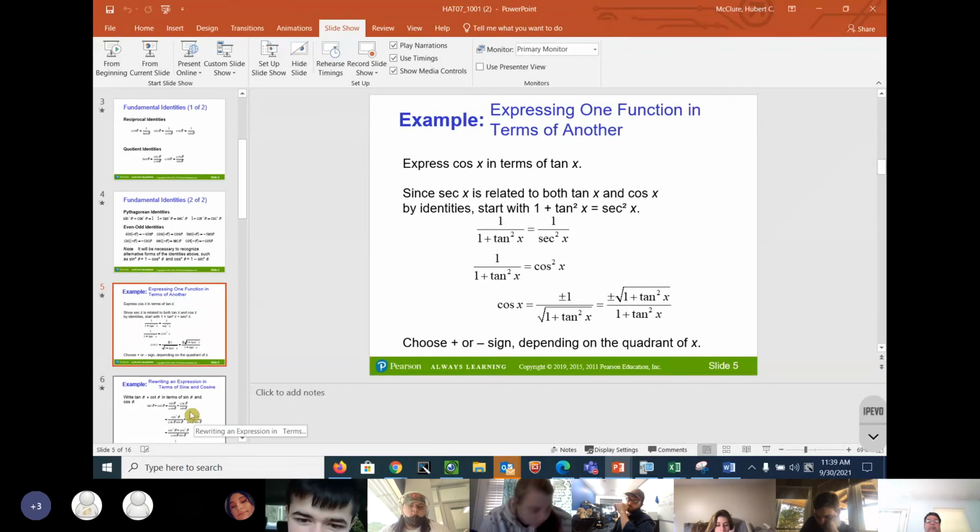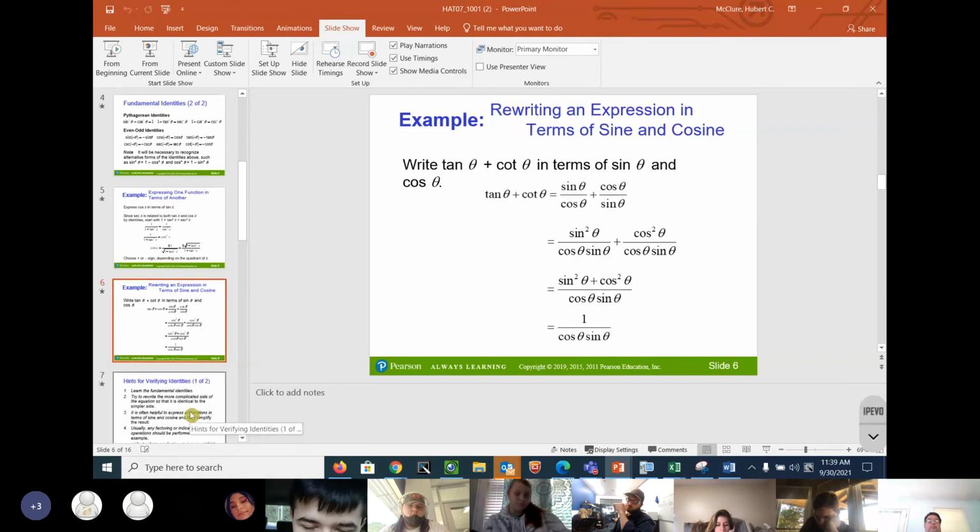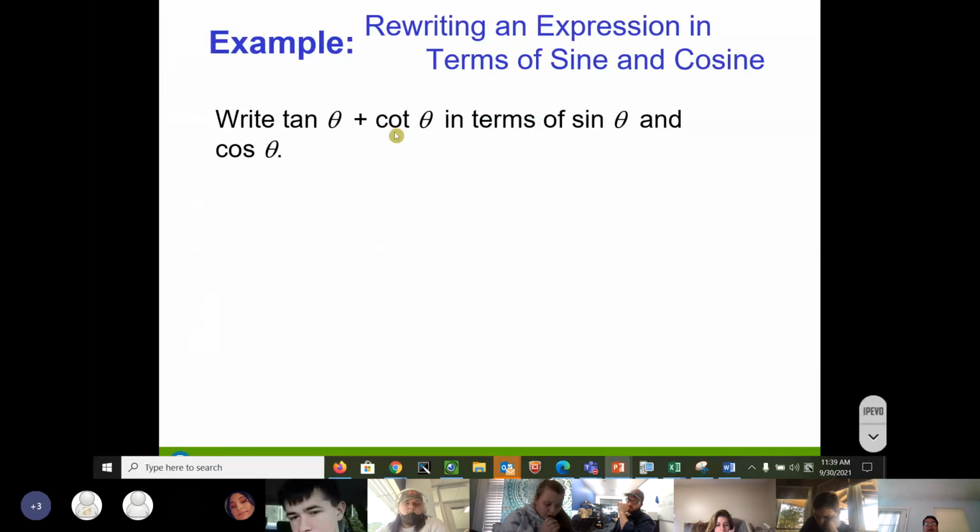Okay, here's one. Tangent theta plus cotangent theta. They want you to do sine over cosine. Now this is a test question. You bet your bottom dollar this is going to be on your test. Tan of theta plus cotan of theta.